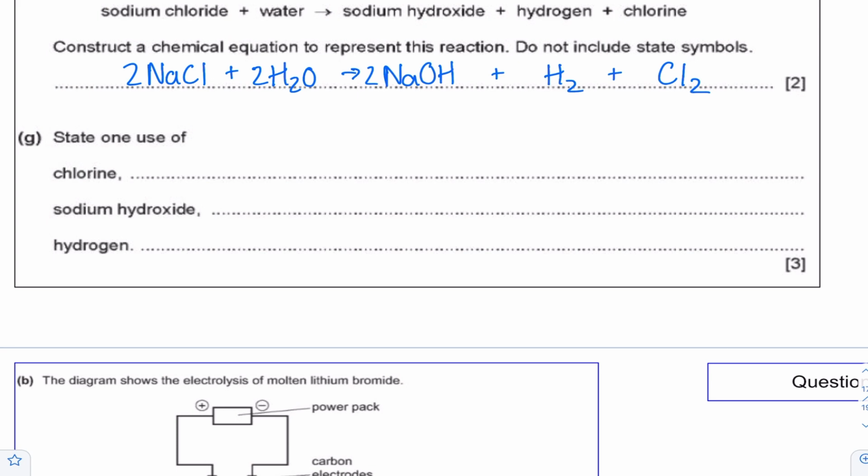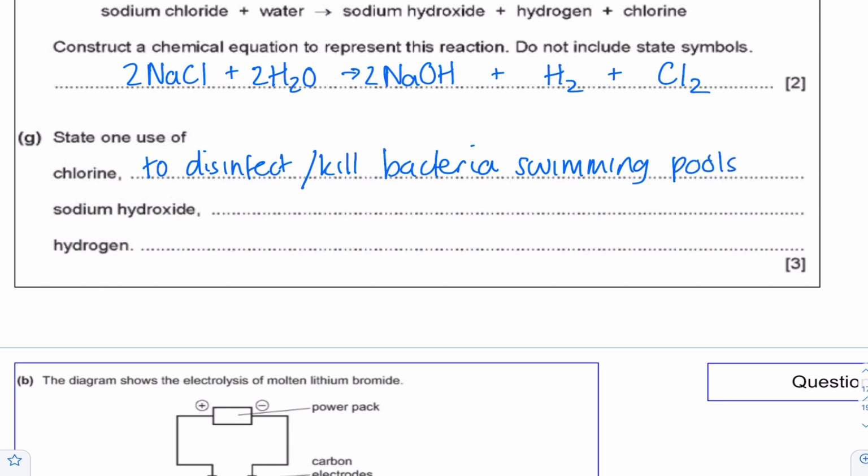State 1 use of chlorine. So the easiest one for chlorine is to disinfect or kill bacteria. It is great at killing bacteria in swimming pools. You know that chlorine smell in swimming pools. That's an easy one to remember.